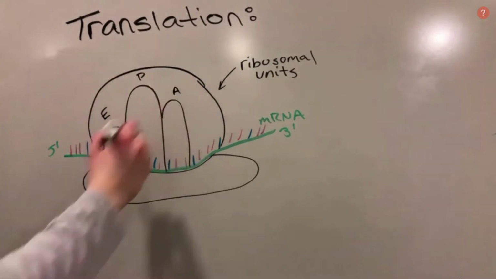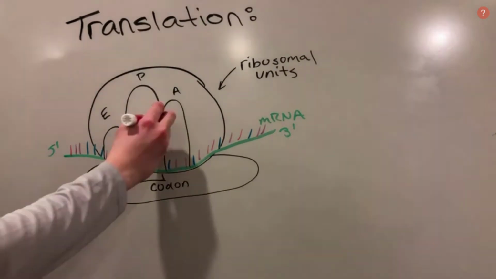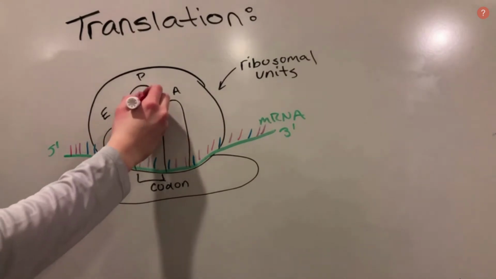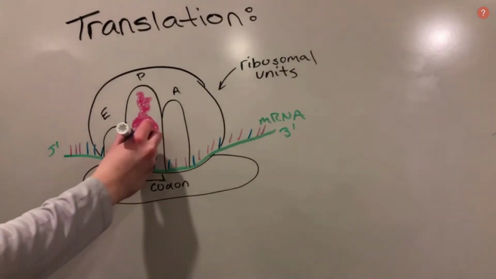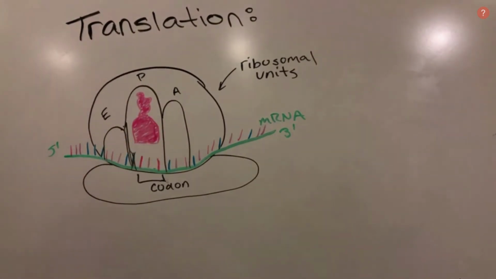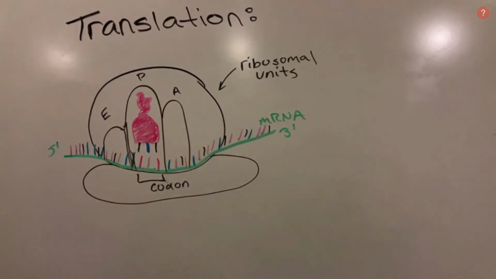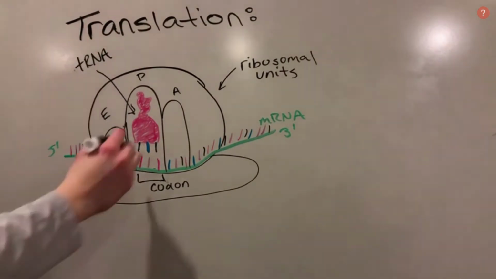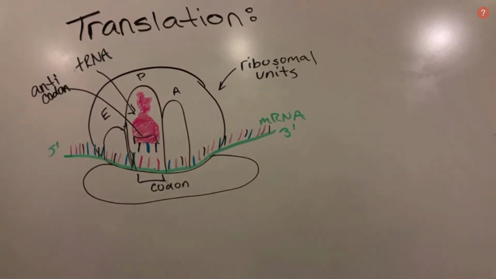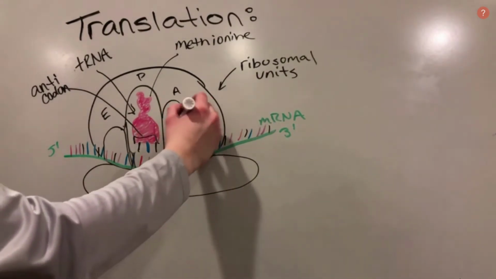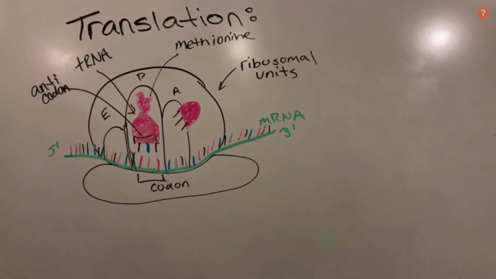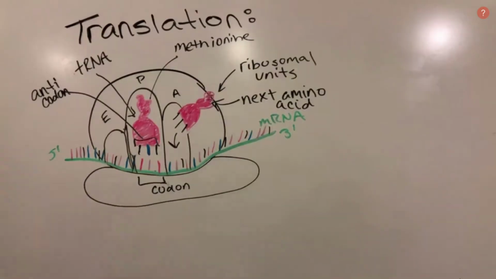Ribosomes are made up of one large subunit and a small subunit. There are 3 sites on a ribosome: the A site, the P site, and the E site. The A site holds the tRNA, carrying the next amino acid to be added to the polypeptide chain. The P site holds the tRNA attached to the growing polypeptide. The E site is where the discharged tRNA leaves.